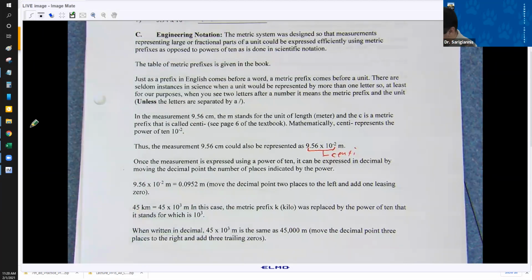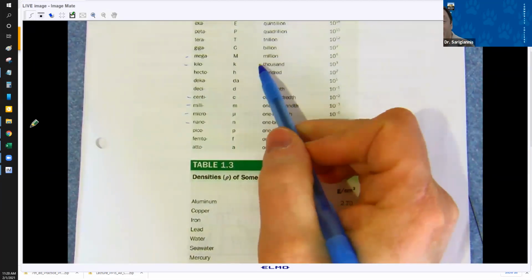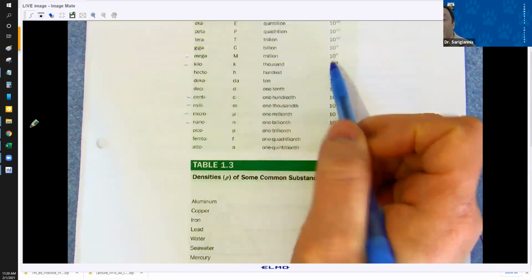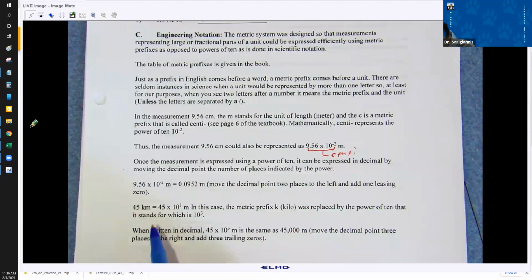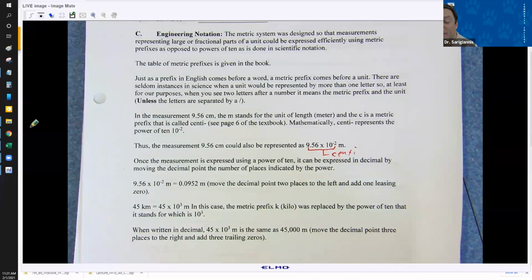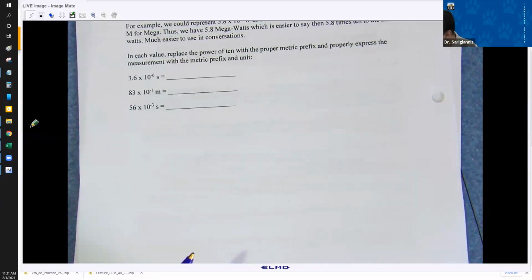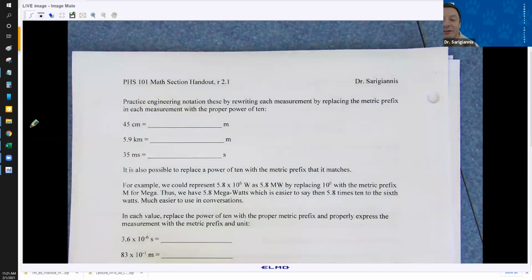The kilo, you go to your metric prefix table, kilo is thousands. That's 10 to the third. So in this case, we can replace the metric prefix with times 10 to the third. These are just equivalent. You can replace the prefix, or you can replace the power with the prefix. It depends on which way you're trying to convert your number. So that's the same as 45,000 meters. 45 times 10 to the third meters, 45,000 meters, or 45 kilometers. The kilo means thousand.